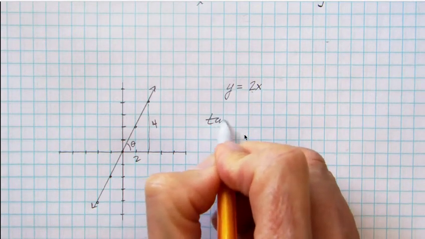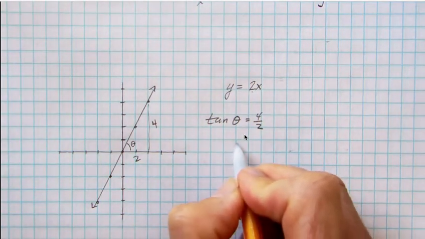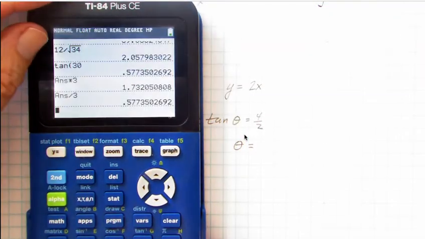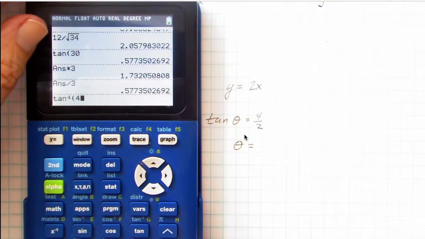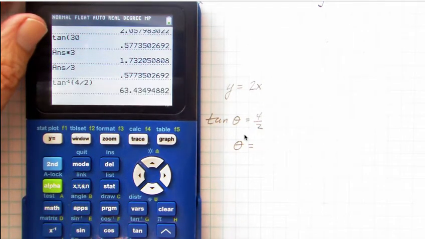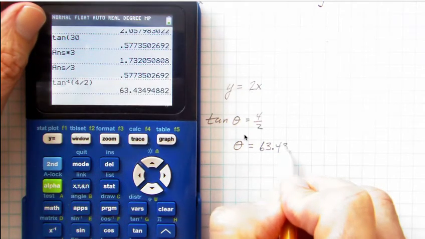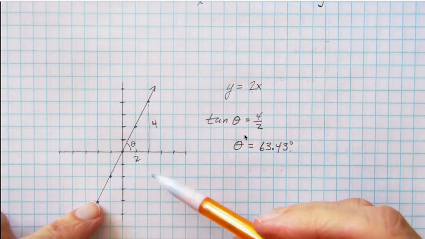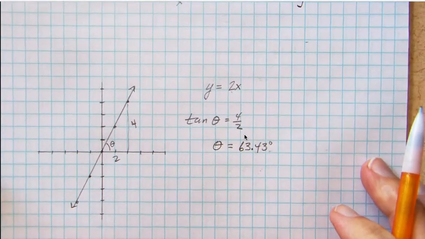Tan theta equals 4 over 2. And we could then do a little inverse tangent of 4 over 2. So let's say inverse tangent of 4 divided by 2. And we get about 63.43 degrees, which looks pretty good. That looks like it's pitched at about a 63.43 degree angle. And so that, again, is fairly simple.